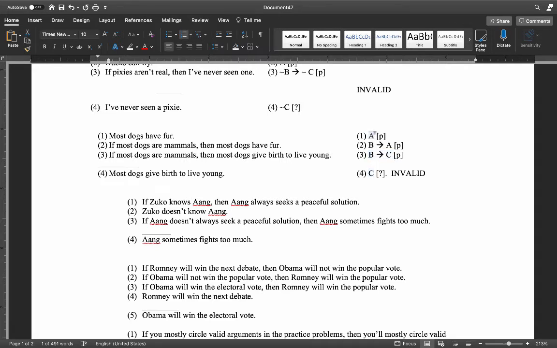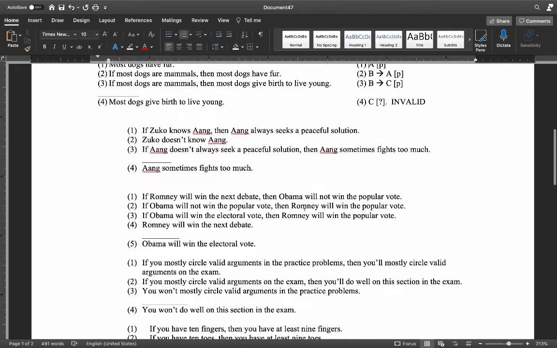But the fact that A is true and the fact that B implies A doesn't let you conclude that B is true. Just like the fact that X is a sibling, and the fact that if X is a sister, then X is a sibling, doesn't let you infer that X is in fact a sister, because X could be a brother. So this form of argument, if B then A, therefore B, is invalid, but that is the form on which this argument rests. So this one's invalid.